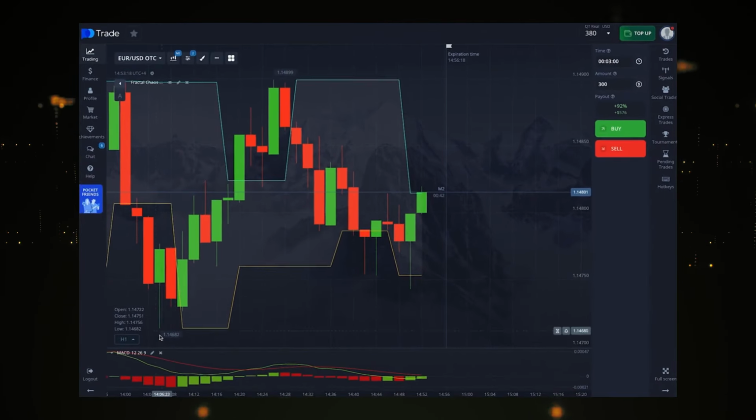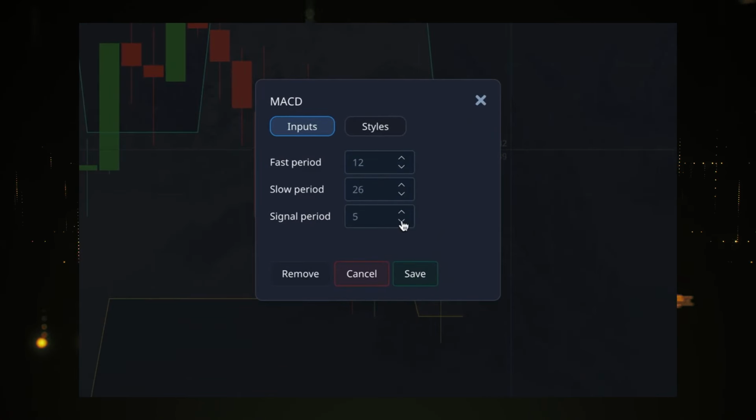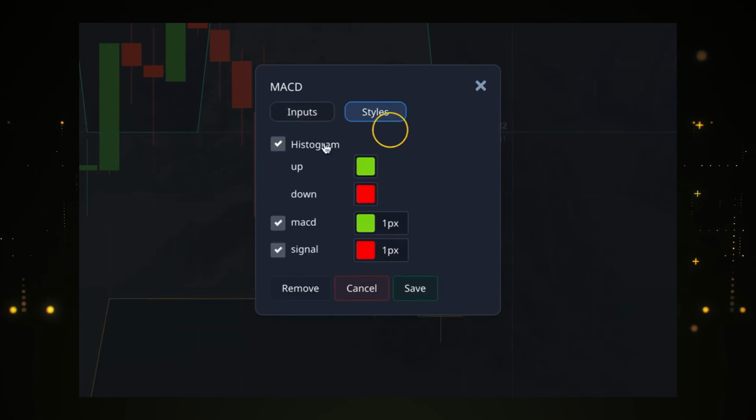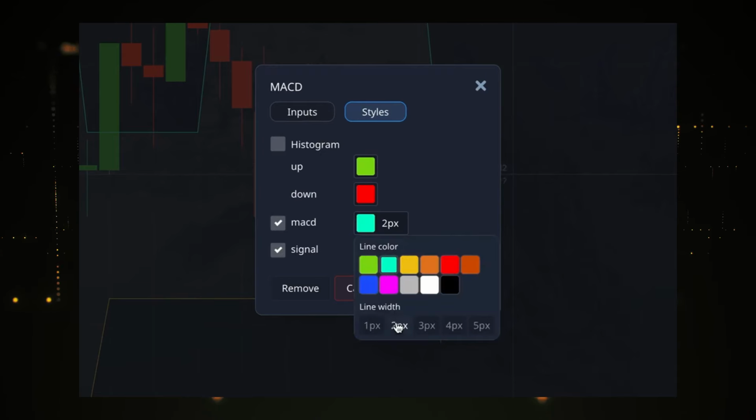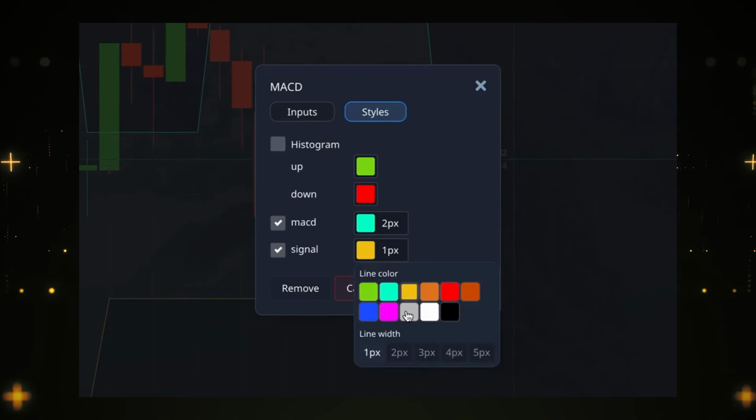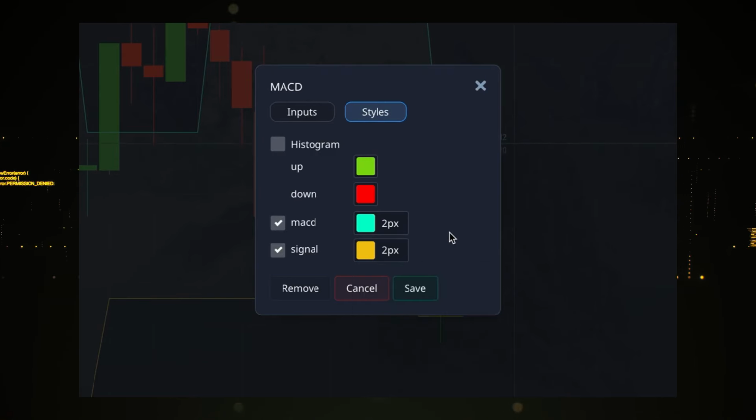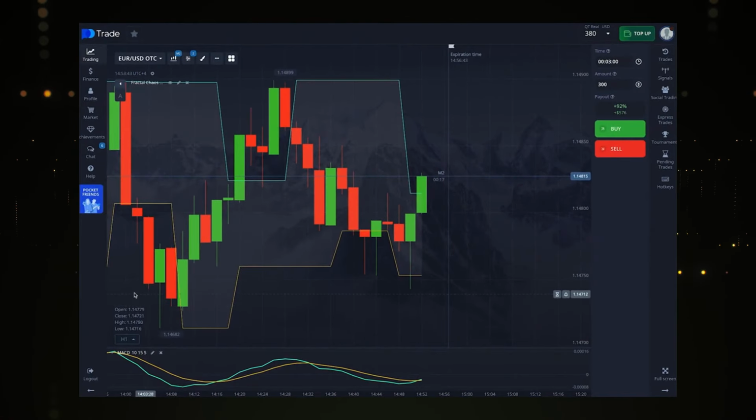Save. Adjust MACD. Signal period set to 5. Fast period 10. Slow period 15. Switch to style. Disable histogram. Make the MACD line turquoise color, width 2. Make the signal line yellow color, width 2. Save. Indicators are ready to work.